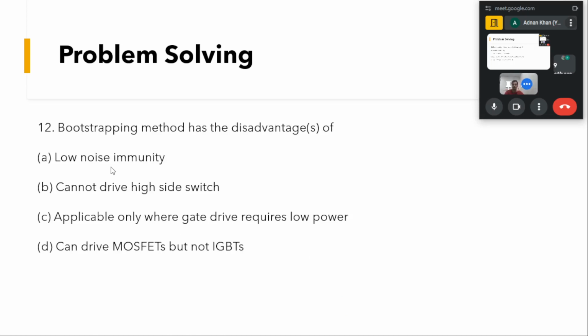So question number 12: bootstrapping method has the disadvantage of. I think everybody should be able to answer this question, because we have discussed bootstrapping in detail right now. Can anybody answer? There can be multiple answers to this question as well. What are the disadvantages of the bootstrapping? Nobody?